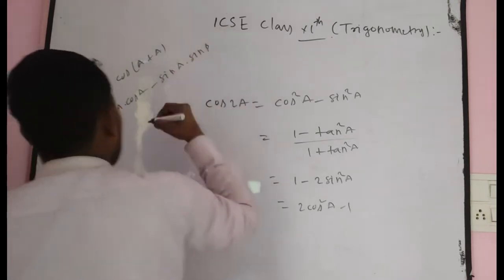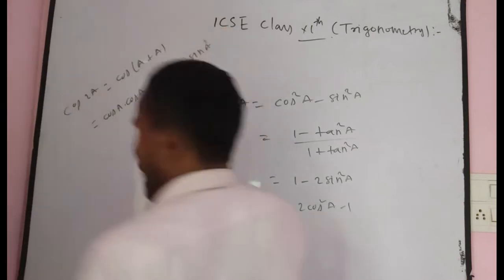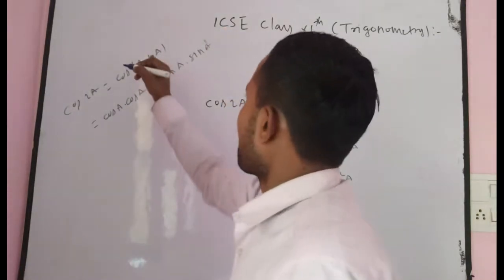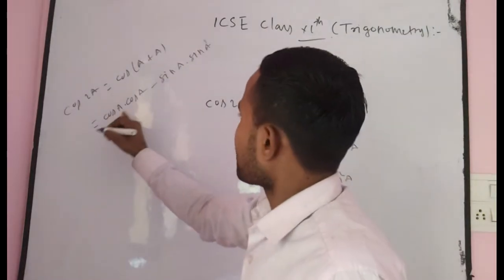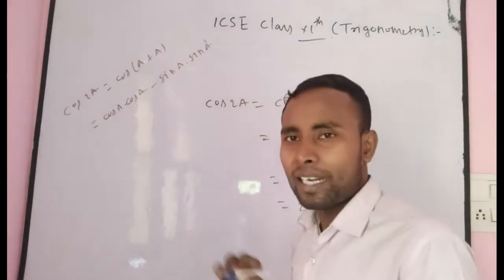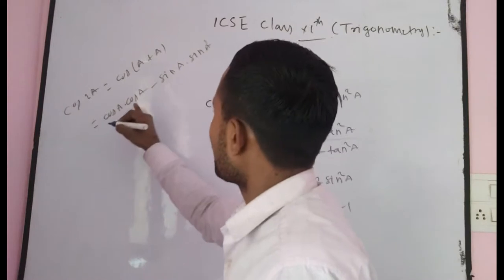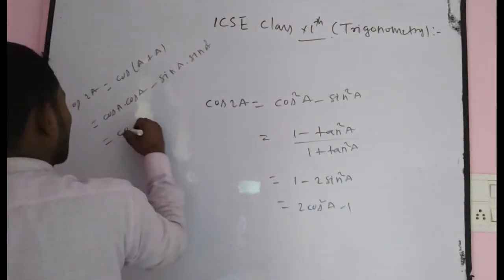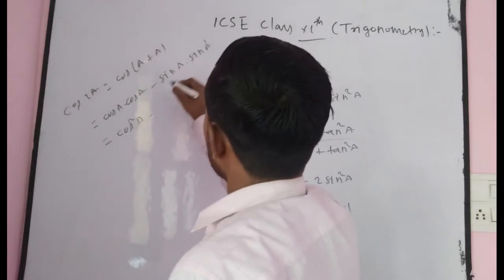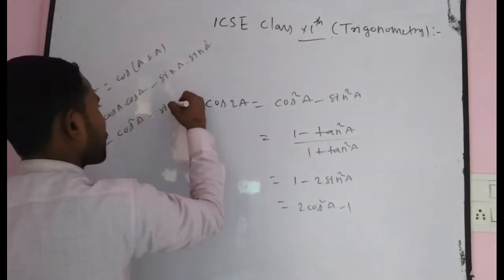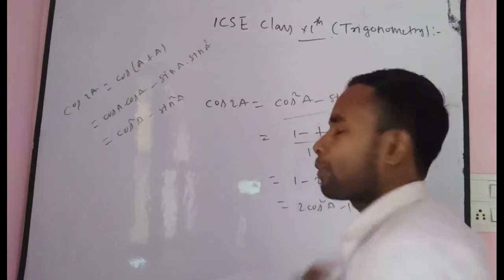Here b is equal to a. So can you write a in place of b? So we get cos a into cos a minus sin a into sin a. Now here you get cos a into cos a, which is equal to cos square a, and in the second part sin a into sin a will be sin square a. So the first formula is proved.